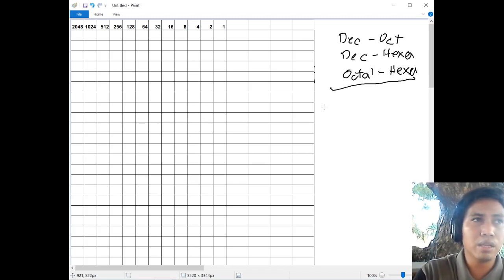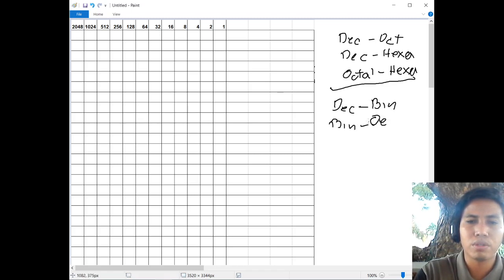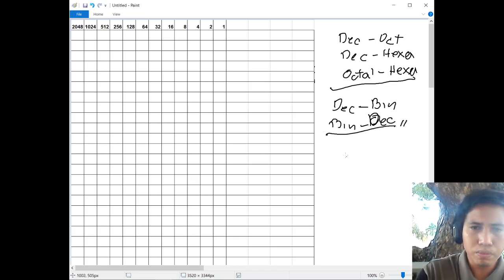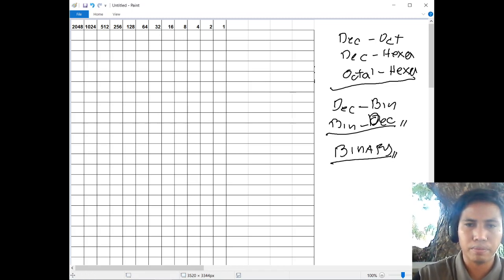In converting decimal to octal, please do take note that the basis in conversion is by converting it first to binary. So the very basic is to go back to the conversion of decimal to binary and binary to decimal. For all these conversions, we need to do it by converting it first to binary. So let's start.